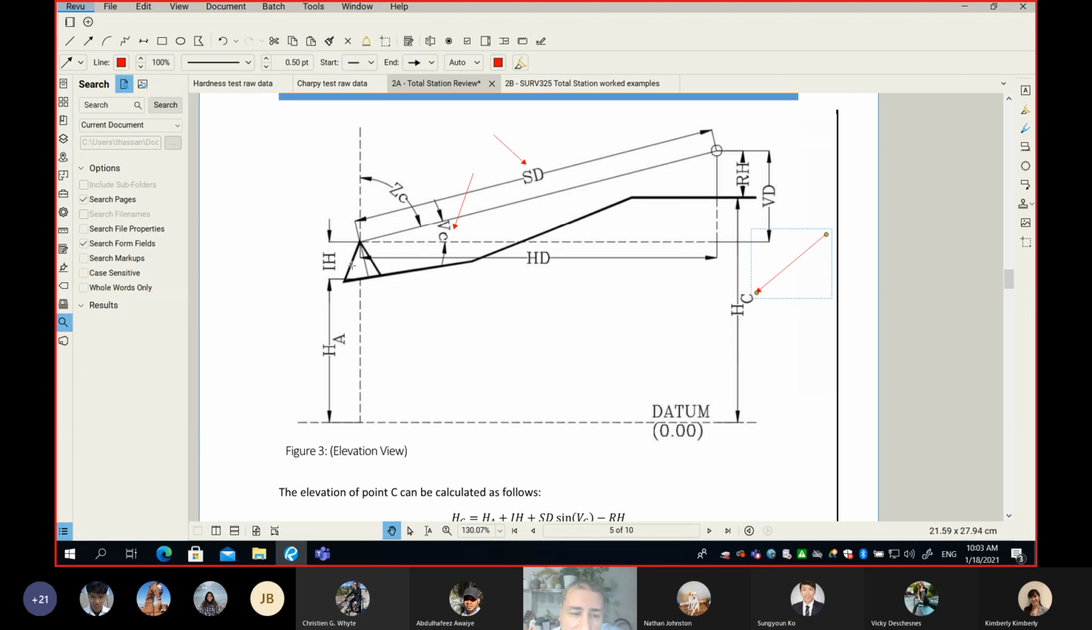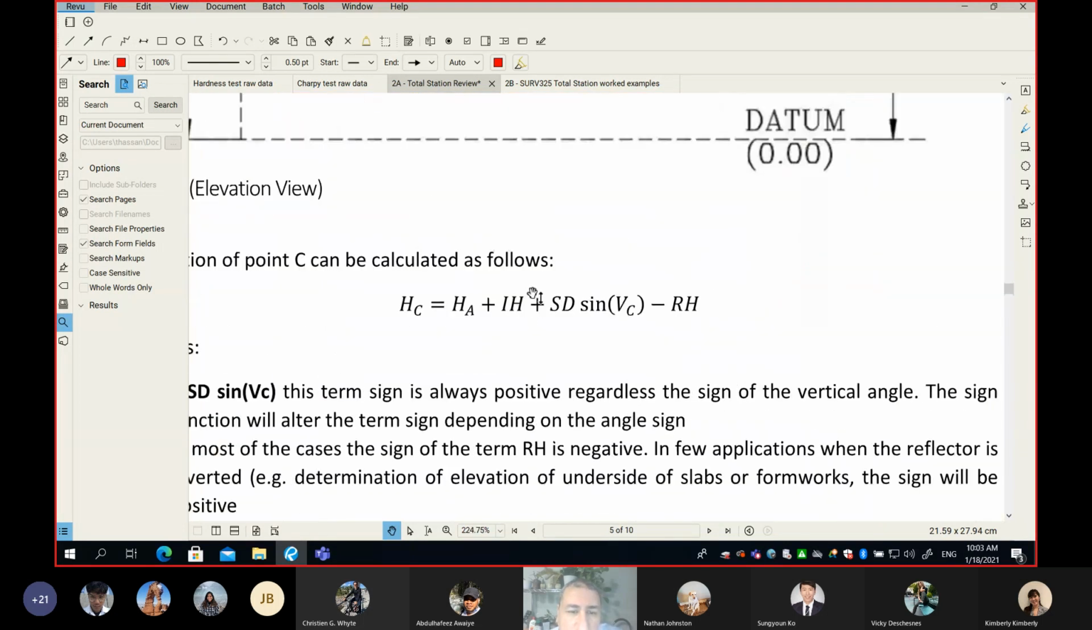That's why I needed to measure the instrument height on one side, which stays the same for the entire setup as long as I don't move my total station to another point. In addition, I need the reflector height, which may change from one point to another depending on necessity. And this is what we ended up with: here is my equation to find the elevation of point C. I went through all of that last time.